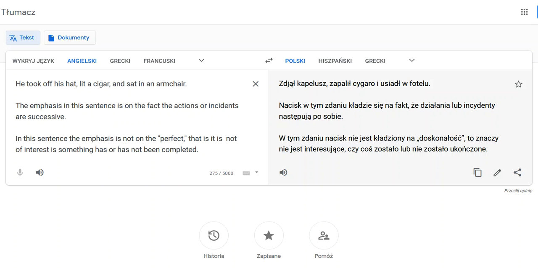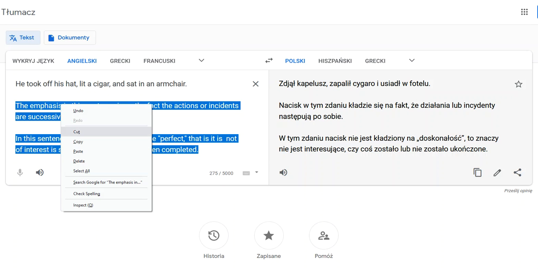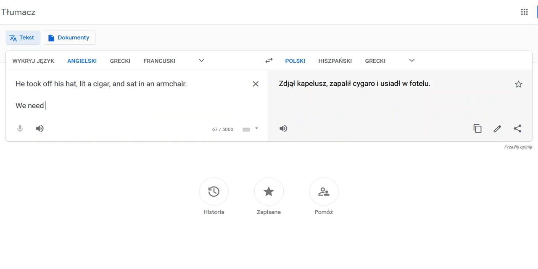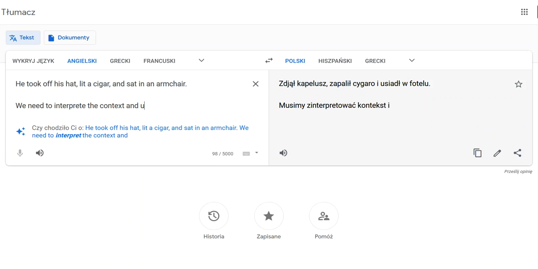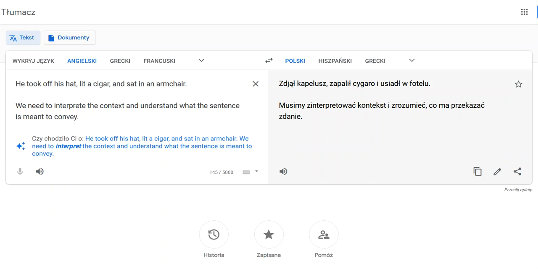And we need to interpret the context and understand what the sentence is meant to convey. Okay?